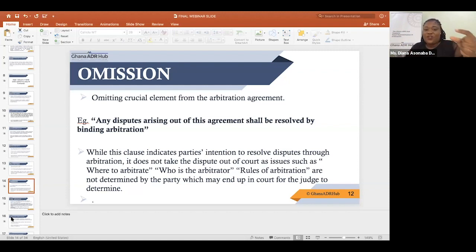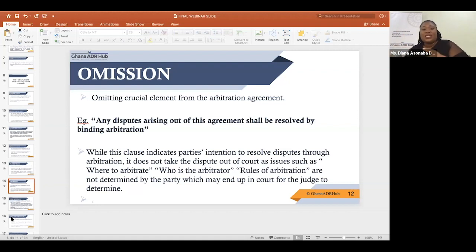So the sin of omission: while this clause indicates the parties' intention to resolve the dispute through arbitration, it does not say how. For instance, who will be the arbitrator? How will they be selected? Will it be a sole arbitrator, or a panel of arbitrators? All these issues can lend themselves to arguments and disagreements. That is why it is important to avoid it. One will say, I wanted a sole arbitrator. Another will say, because of the complexity of the case or the amount involved, I wanted 3 arbitrators.